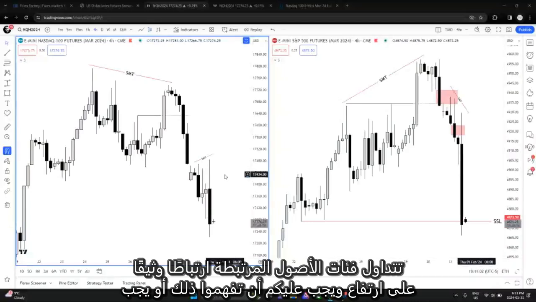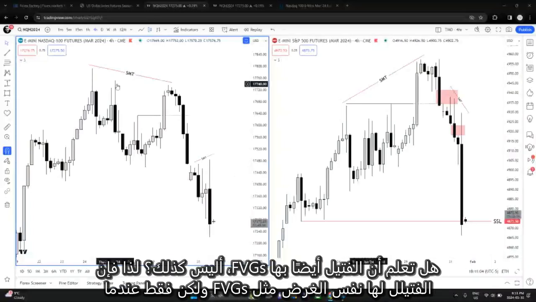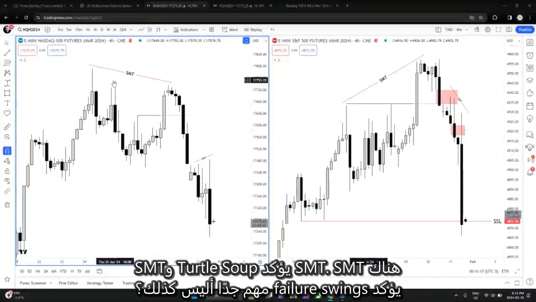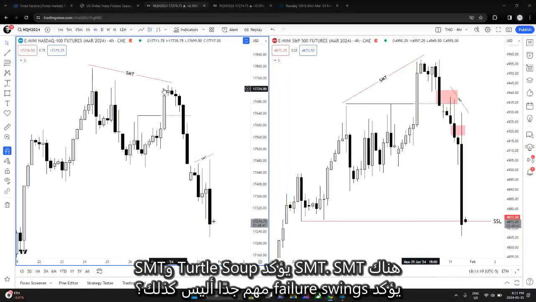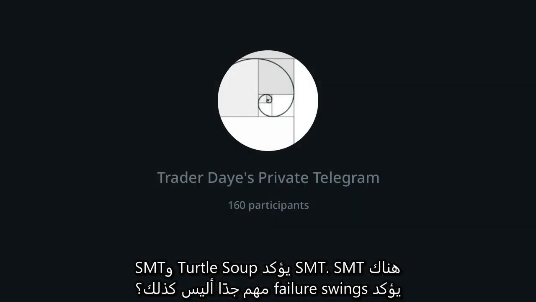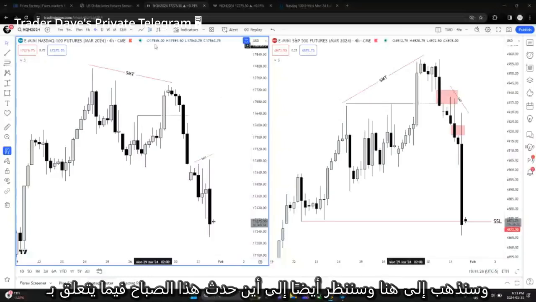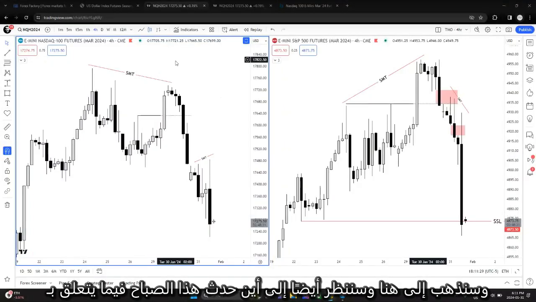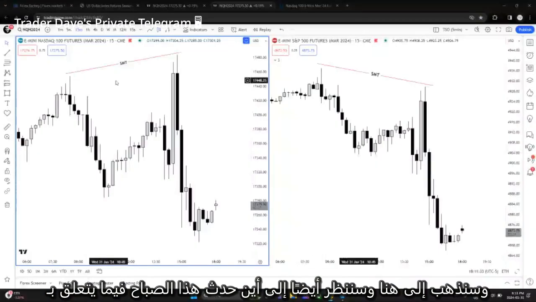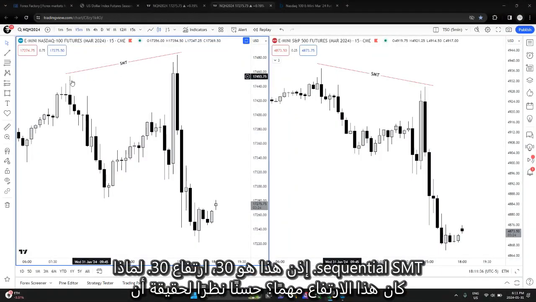And you guys should understand, or should know, that wicks are also gaps, right? So wicks have the same purpose as fair value gaps, but only when there is SMT. SMT confirms turtle soups. SMT confirms failure swings. Very important, right? And we'll go here and look at where this happened this morning in regard to the sequential SMT. So this is 8:30.